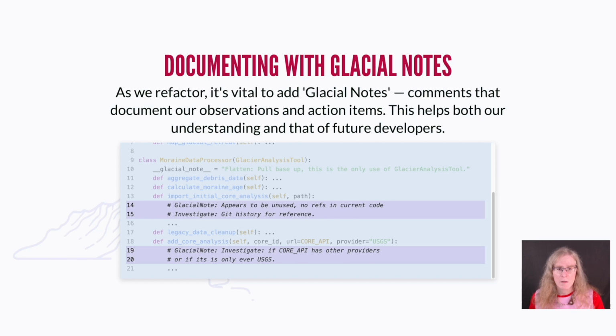And here we also, a bit further down in the code, note that we have some things to look into, like this import initial core analysis looks to be unused and there's no refs in the current code. Our investigation action here is to look at the Git history to figure out where it came from and if it is truly gone. And then we have another one, a note that we added, and that was for that core API. And does it just use USGS?